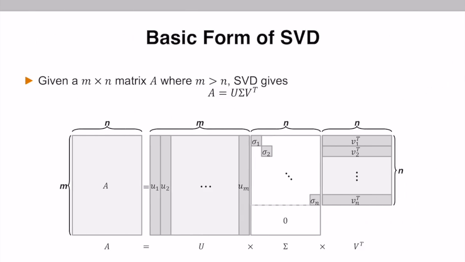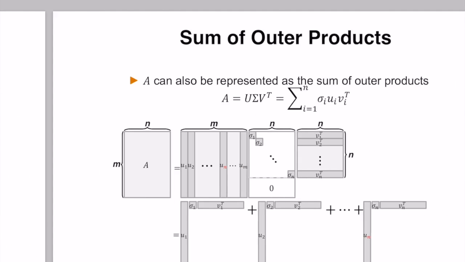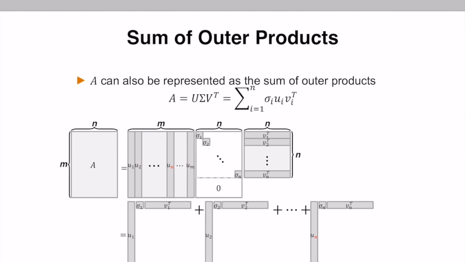So this is another example of the singular value decomposition where m is larger than n, and then we have an m by m matrix U, which is an orthogonal matrix, and sigma, which is the same size as matrix A, and then V transpose, which is an n by n matrix whose rows are also normal vectors, right?